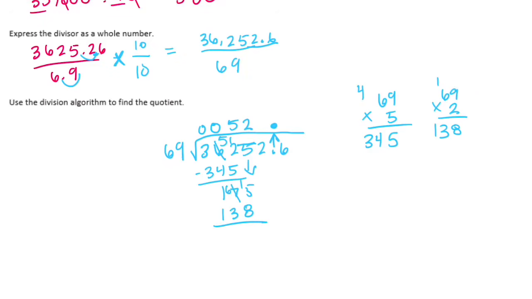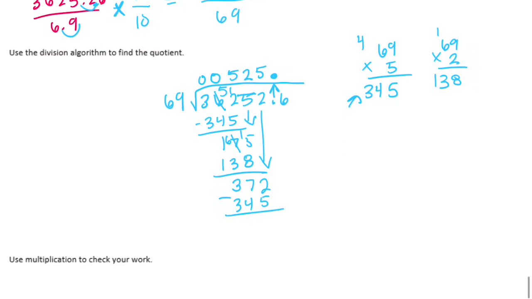Need to borrow. 15 minus 8 is 7. 6 minus 3 is 3. 37. Bring down the 2. How many times can 69 go into 372? We already know times 5 was 345. Another one would be too big. So I'm going to do 5. This is why it's important not to erase your work, because problems that you did earlier can come back and help you. 12 minus 5 is 7. 6 minus 4 is 2.